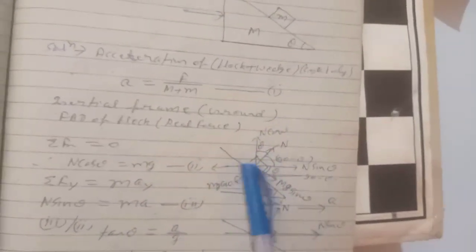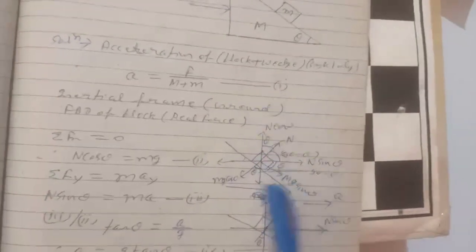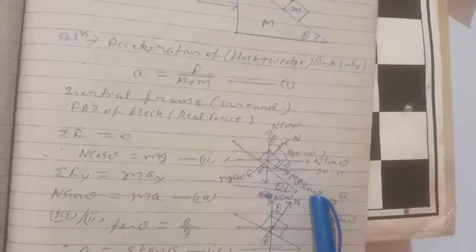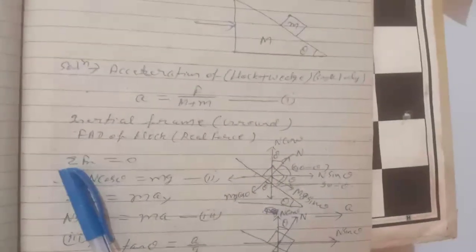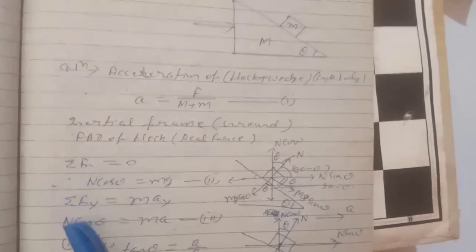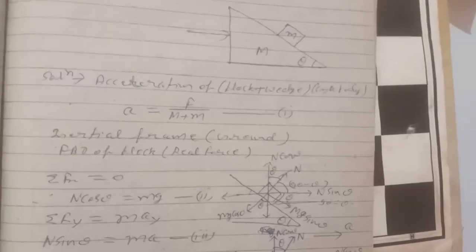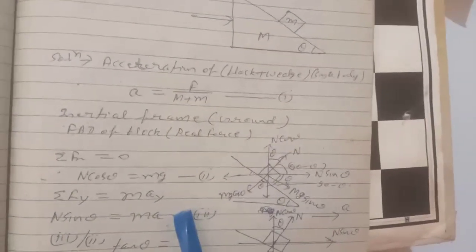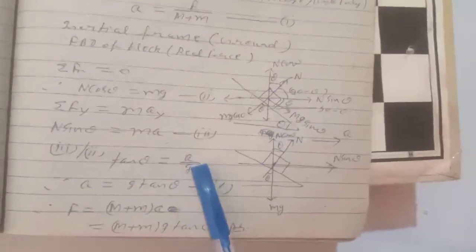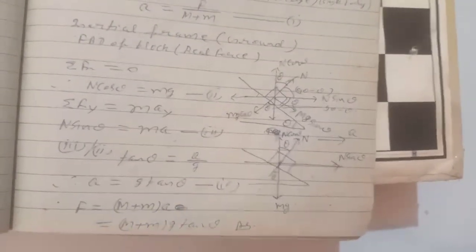Because N is in this direction, so this is N sin theta, and this will be N cos theta. Weight in this direction, so this will be mg sin theta in this direction and mg cos theta in this direction. Now sigma Fy equals 0, so N cos theta equals mg, and sigma Fx equals ma, so N sin theta equals ma. From 3 and 2, tan theta equals a by g, hence a equals g tan theta, hence F equals (M plus m) times a, which is (M plus m) g tan theta. Answer.